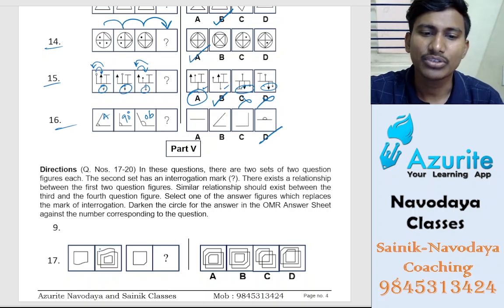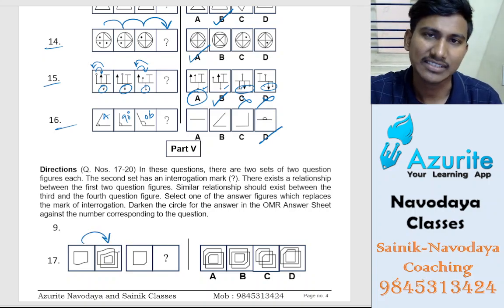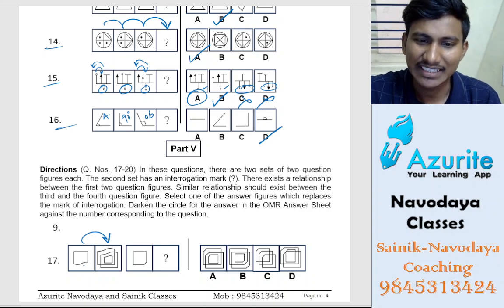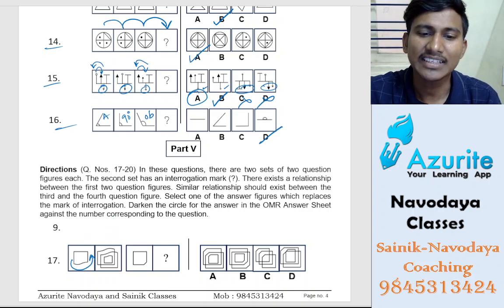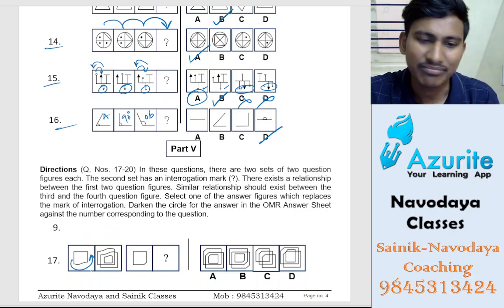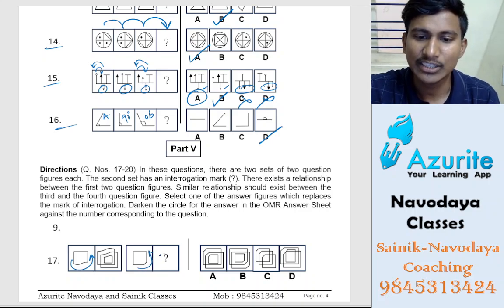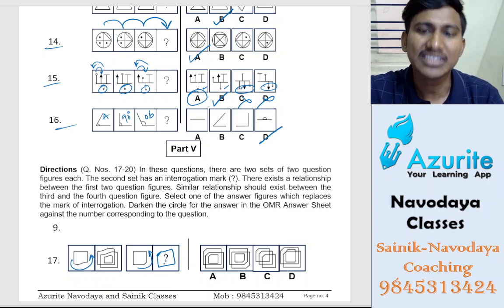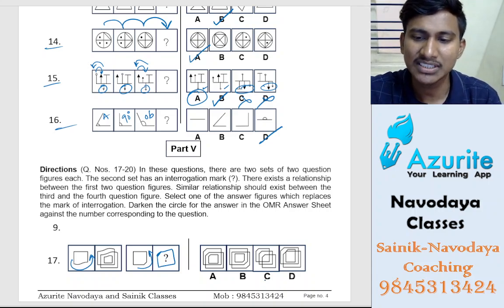So what we have to do? This is analogy figure. So this is rotated like this. This is rotated anti-clockwise, and then there are three same figures. So you have to also rotate this like this. It will become like this. So then there will be three. So if you see option C is the, that is, no, option A is the answer, right?